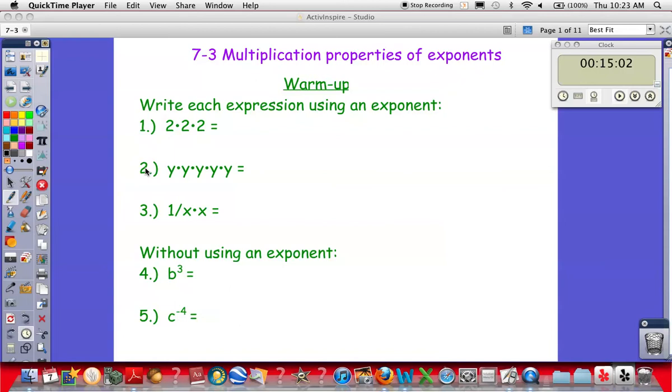Alright guys, now we're going to be moving on to section 7-3, using multiplication properties of exponents. Please hit pause and do the 5 different warm-up questions.